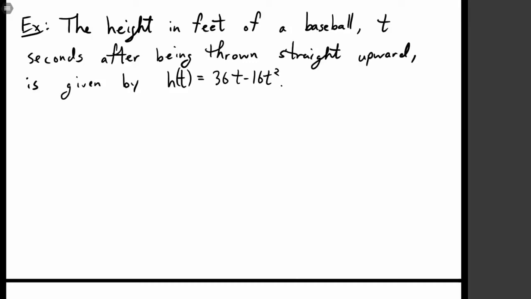All right. So I want to give some context for where we're going with this average rate of change stuff, and sort of what we're going to start looking at when it comes to calculus. So let's look at this problem here. We have the height in feet of a baseball, t seconds after being thrown straight upward, is given by this function here. H of t equals 36t minus 16t squared.